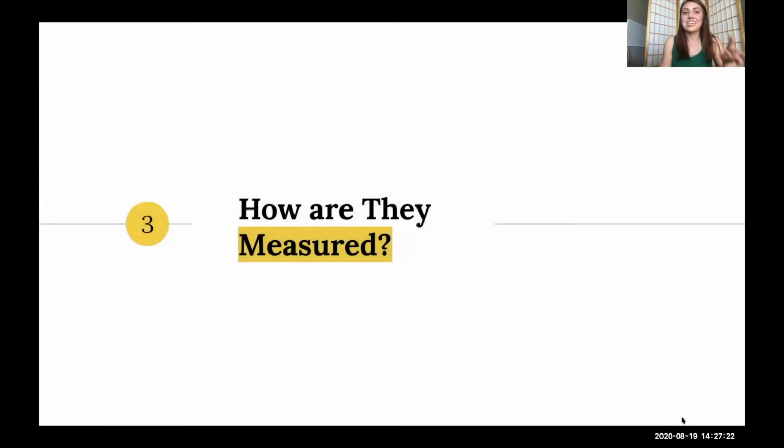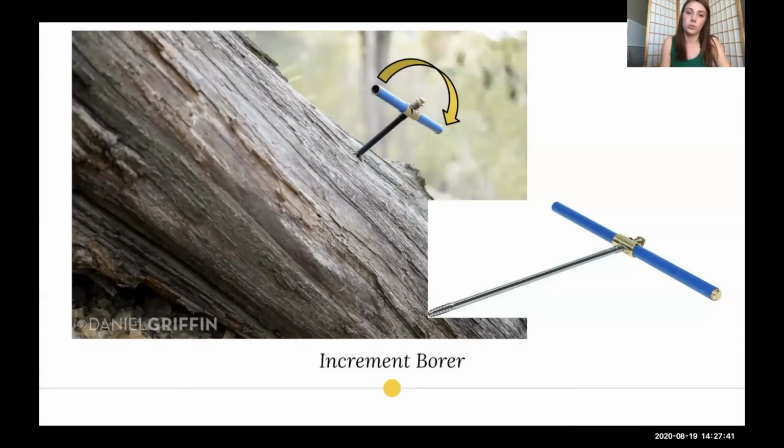Now, looking at a slice of tree like this is really cool, but if dendrochronologists cut down a tree every single time they wanted to study its history, that wouldn't be very sustainable. So there have to be other ways to collect samples of these trees without killing them. And there are. What we use is called an increment borer tool.